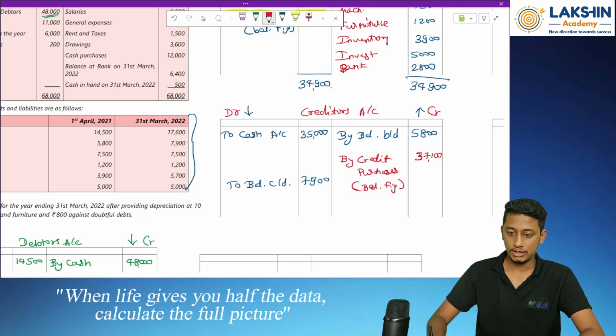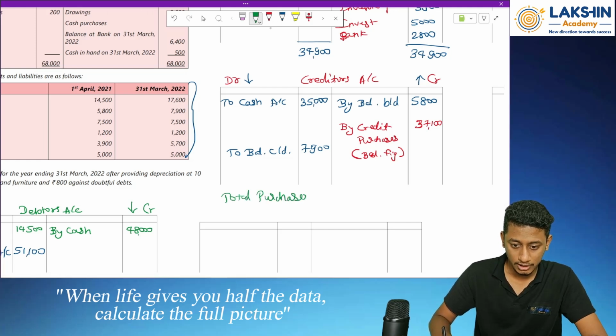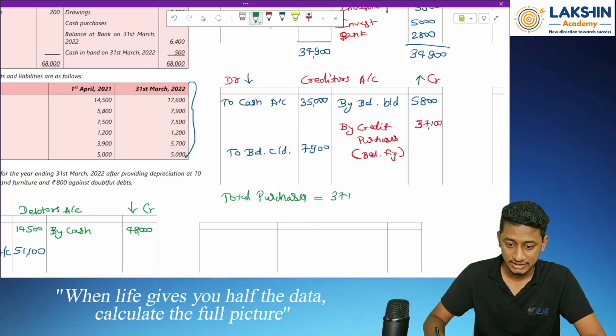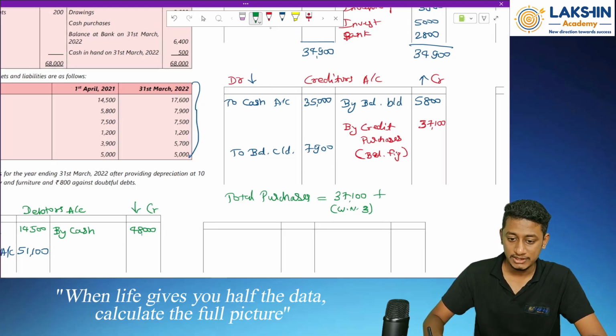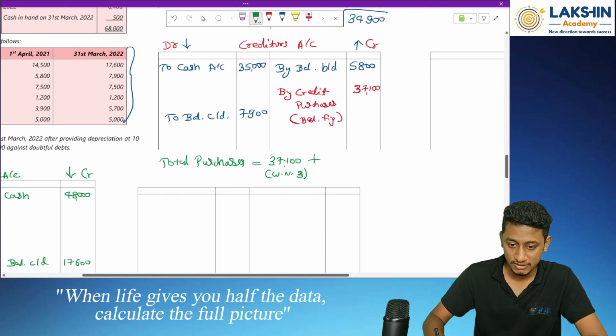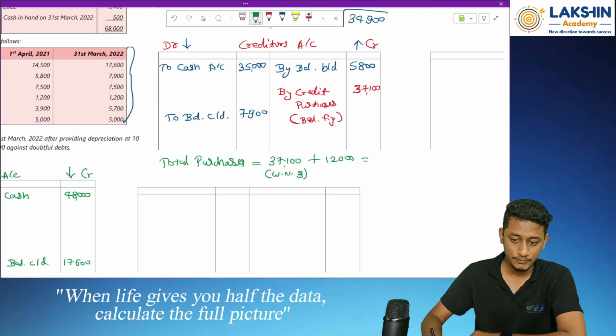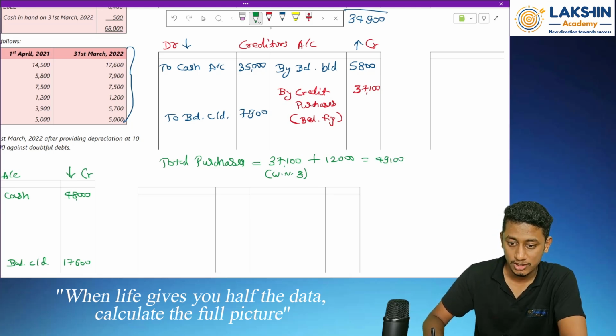Okay. Now find the total value of purchases. So total purchases equals cash plus credit. So what's my credit purchases? That is 37,100, my working note number 3. Working note number 3 plus the cash purchases. Here the cash purchase is given to me in the cash book, that is rupees 12,000. Plus 12,000 equals 49,100 is my total purchases.